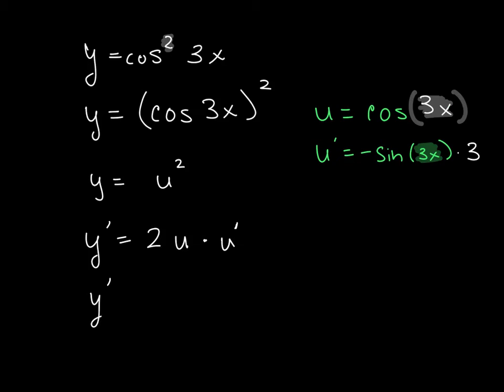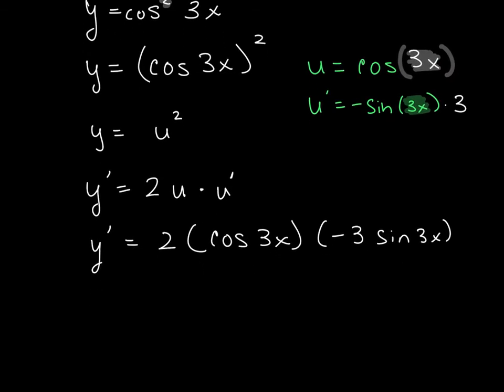So what is y prime? I substitute back in for u and u prime. I get 2 times u, which is the cosine of 3x, times u prime, which is, I'm going to rewrite that in the order, put the negative 3 first, and make it that negative 3 sine of 3x, which gives me negative 6 cosine of 3x times the sine of 3x.